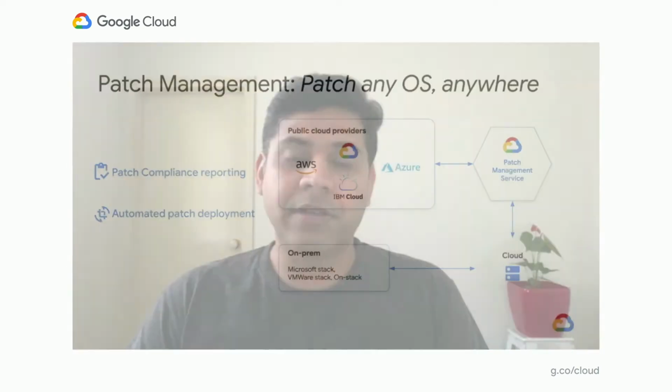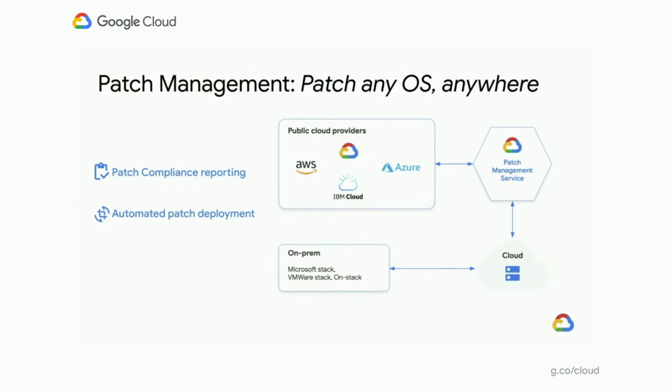Google Cloud's vision on patch management is that any customer should be able to patch any operating system anywhere, irrespective of whether your applications are running on a VM fleet on premises or on any other cloud. So there are two key capabilities with patch management. One is patch compliance reporting, which gives you a view of all the key patches that need to be deployed in your environment. And the second is automated patch deployment, which you can go ahead and configure.